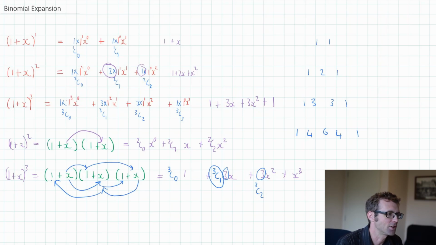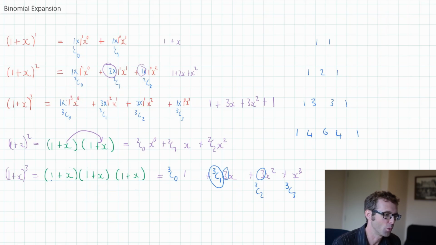Finally, our x cubed. Well, with x cubed, there are 3 ways of producing x cubed. You've got 3 possible ways you can get an x, and you need all 3 of those to make an x cubed, right? The only way to get an x cubed is to multiply this by this by this.